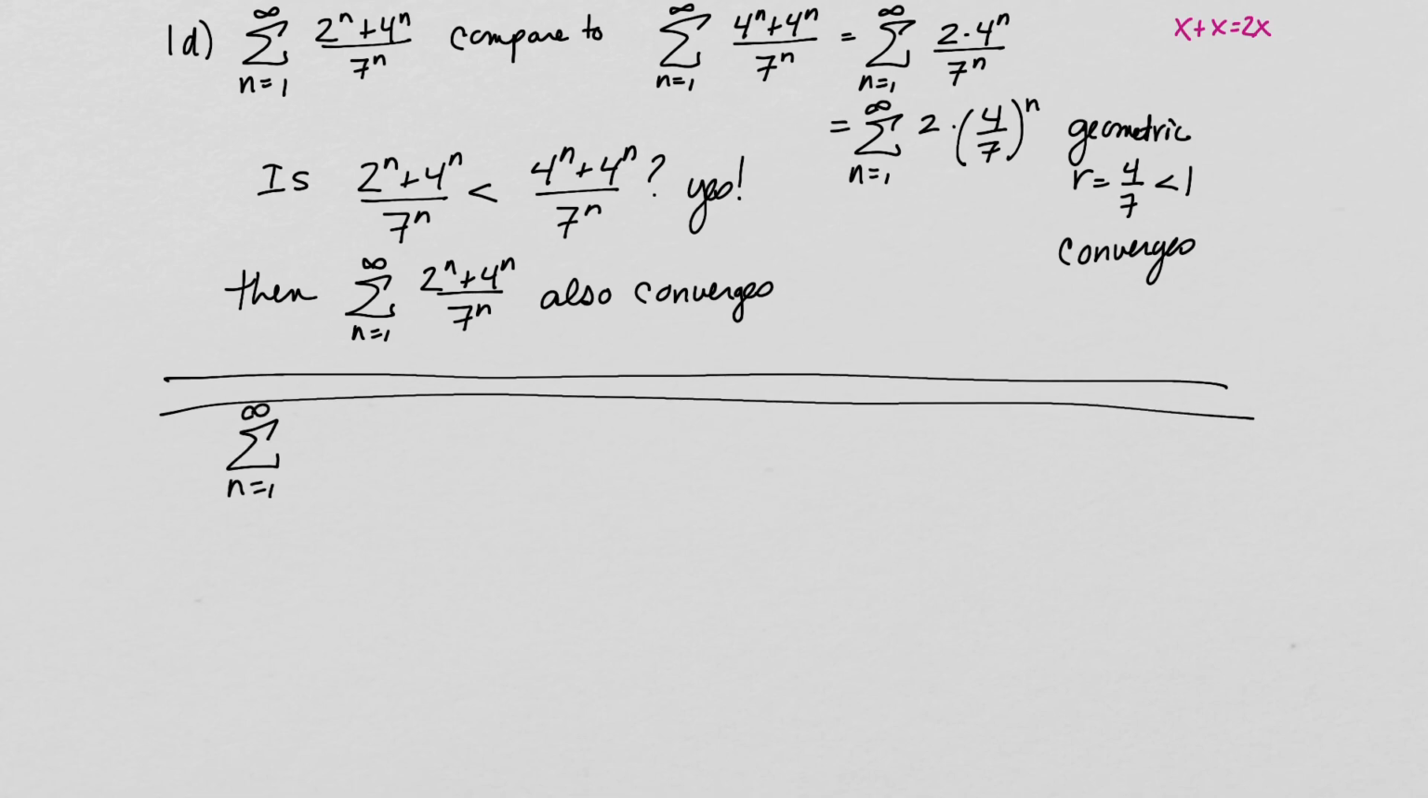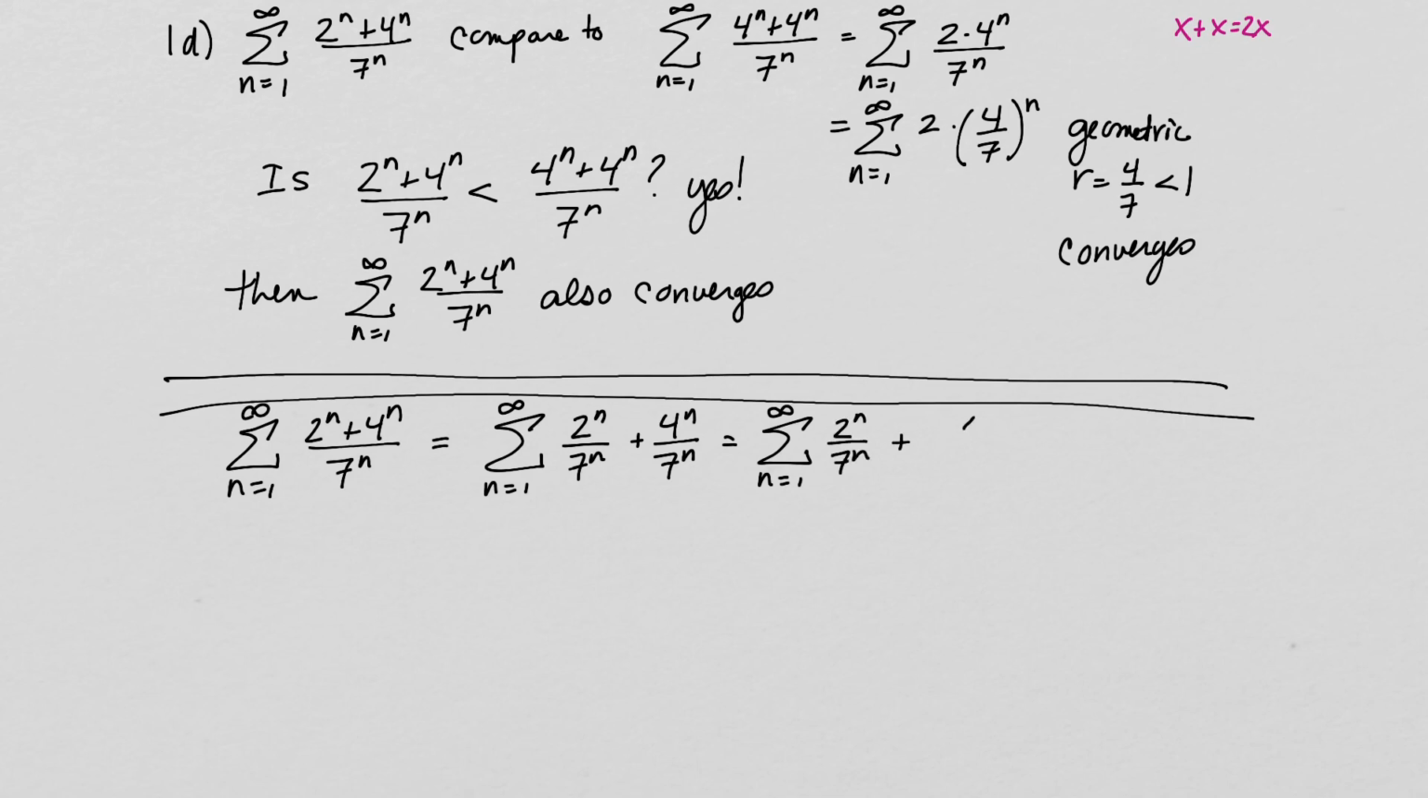So I had the sum from n equals 1 to infinity of (2 to the n plus 4 to the n) over 7 to the n. And I actually could have broken this up into the sum from n equals 1 to infinity of 2 to the n over 7 to the n, plus 4 to the n over 7 to the n. And I'm allowed to break it up because there's one thing on the bottom, but multiple things on the top. And then in that case, I could make this into 2 series: the series n equals 1 to infinity of 2 to the n over 7 to the n, plus the series n equals 1 to infinity of 4 to the n over 7 to the n.